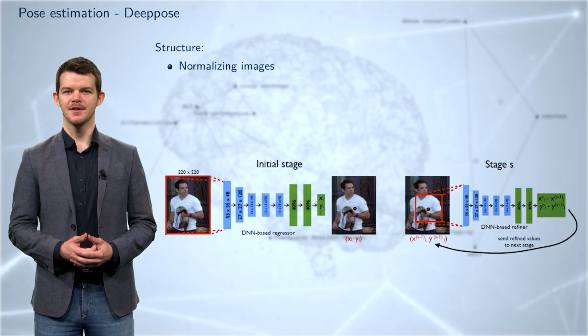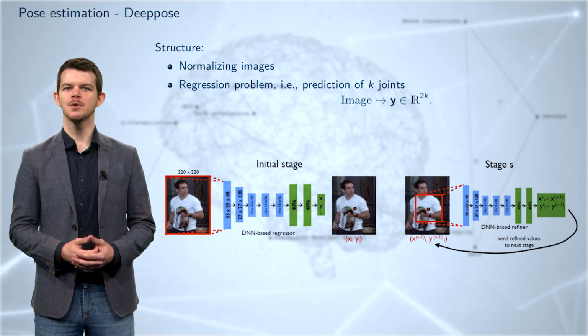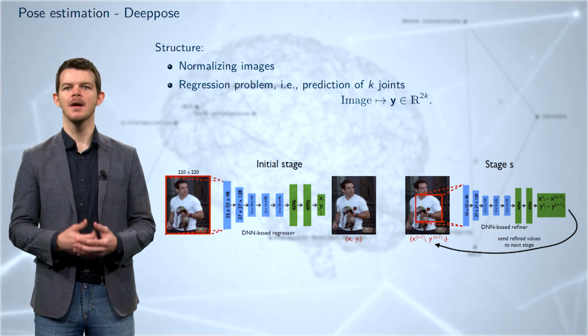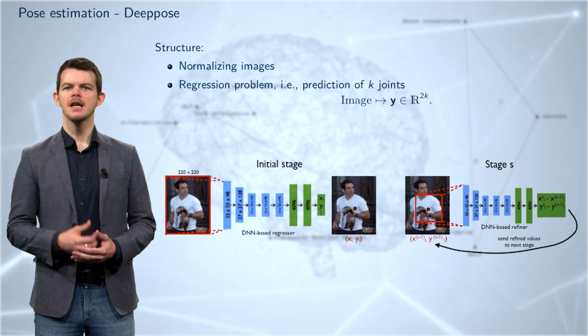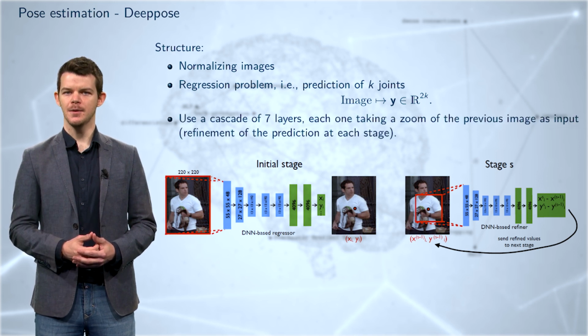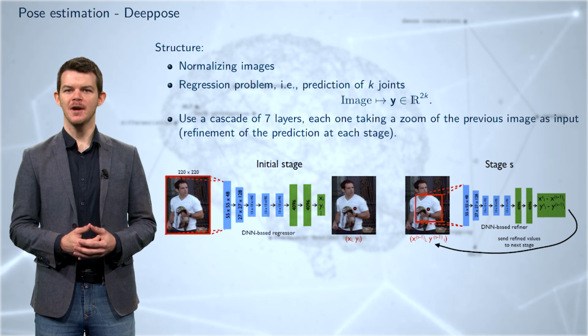Predicting the body joints is just a regression problem in which the image is taken as input in order to predict a vector of size 2k, where k is the number of body joints. To do so, Deep Pose uses a cascade of 7 layers, each one taking a zoomed-in version of the previous image as input, which is nothing but a refinement of the prediction at each stage.